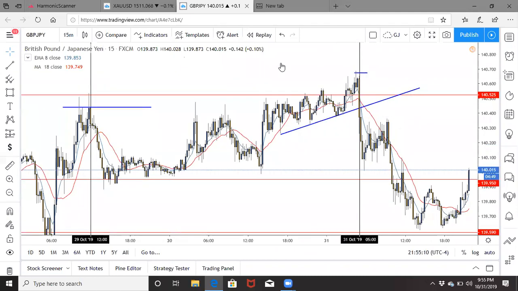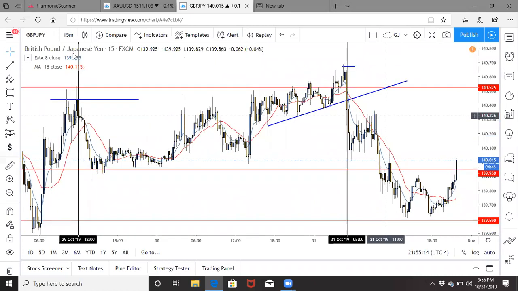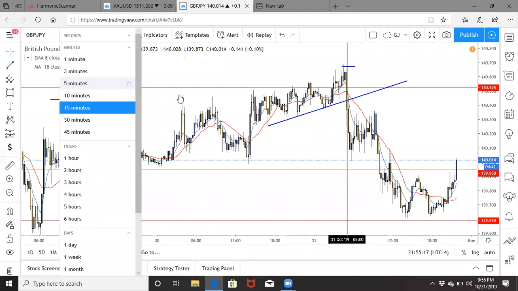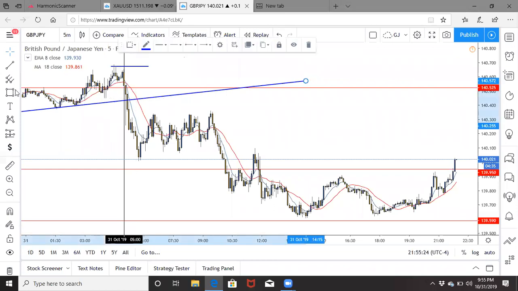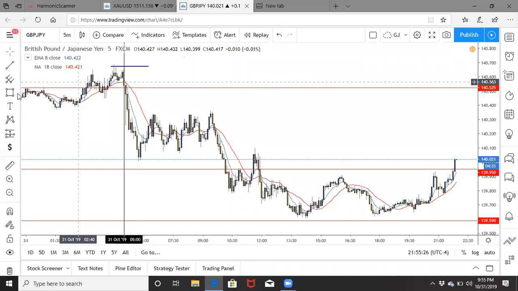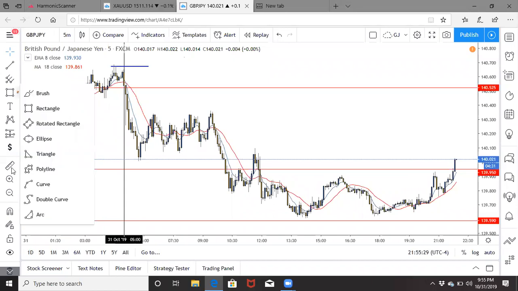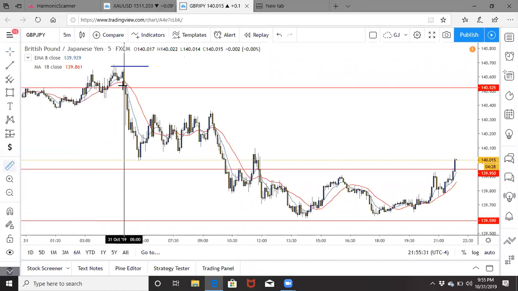So if you would have entered here, go back to my M5 because that was my entry. If you would have waited for that 5-minute candle after you got your double top, your bearish engulfing, you knew the scanner was calling to sell. So this is extra confirmation on top of confirmation.